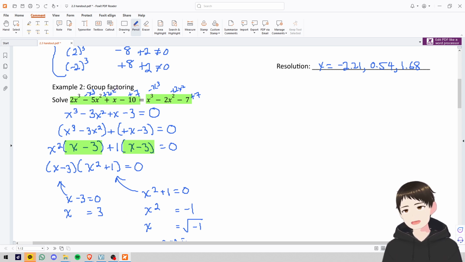So, group factoring. Must you do group factoring? No. As I said, you can find the factors of negative 3 and use the integral zero theorem and factor this on your own, and you will get this as your answer. All right? That's example 2.